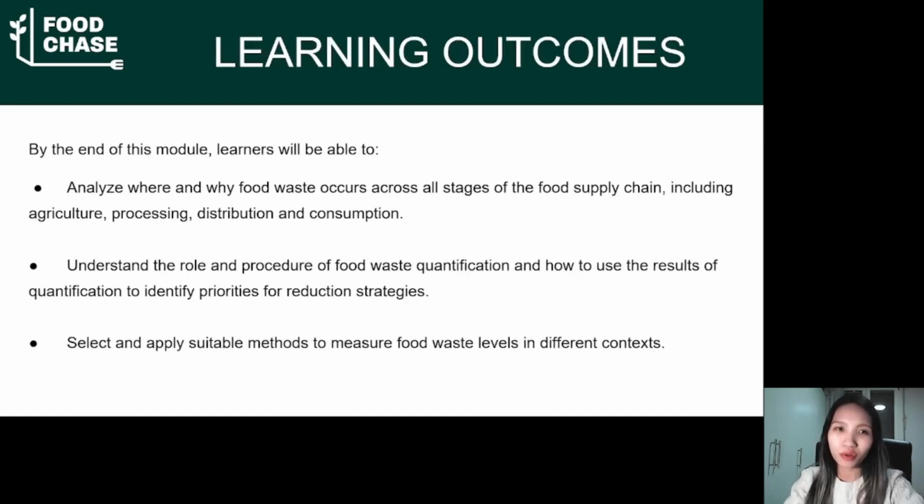By the end of this module, you will be able to analyze where and why food waste occurs across all stages of the food supply chain, including agriculture, processing, distribution, and consumption. You can understand the role and the procedure of food waste quantification and how to use the result of quantification to identify priorities for reduction strategy. And finally, you will be able to select and apply suitable methods to measure food waste level in different cases.